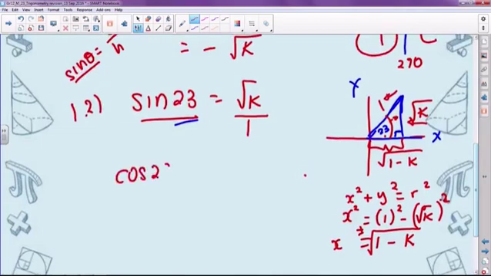From my definition, I know that cos is adjacent over hypotenuse. Adjacent to the angle 23 degrees is the square root of 1 minus k. And your hypotenuse is 1. So we can just leave that as cos 23 is equal to the square root of 1 minus k. Okay, let's have a look at the next one.